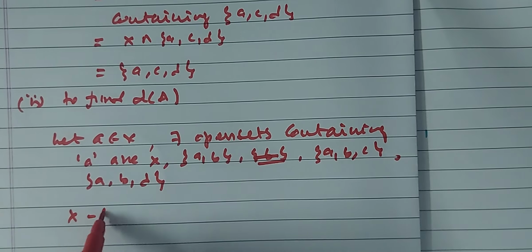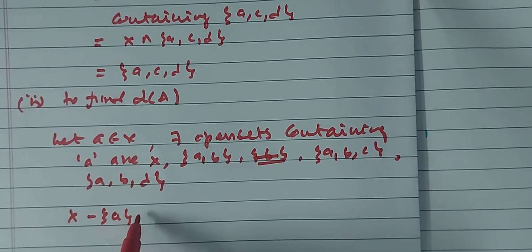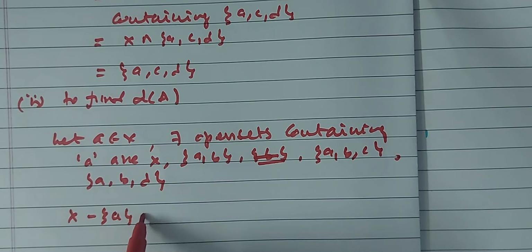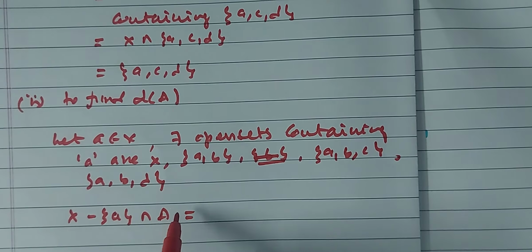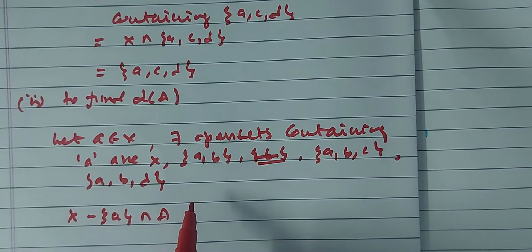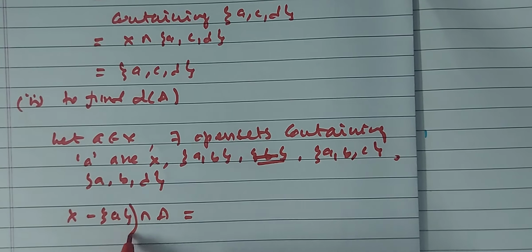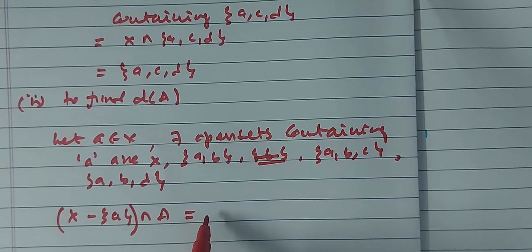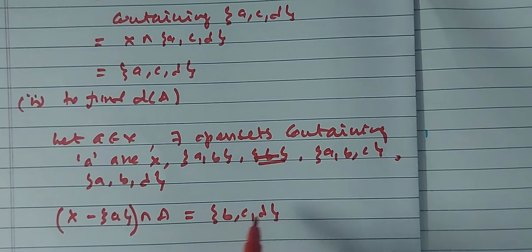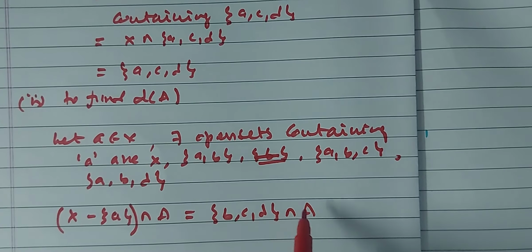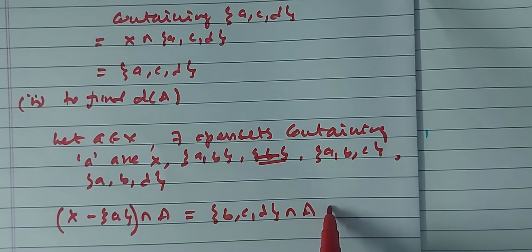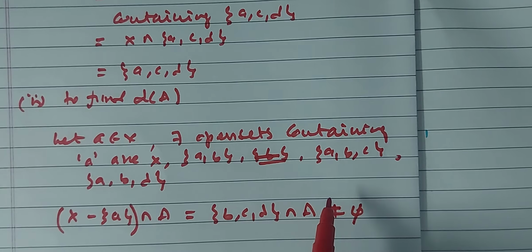Next, (X minus {a}) intersection A is equal to... what is X minus A? X minus A means {b, c, d}. Intersection A is not equal to empty set, is not equal to empty set.